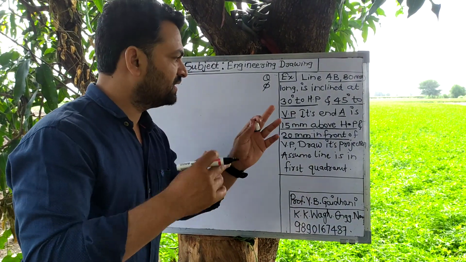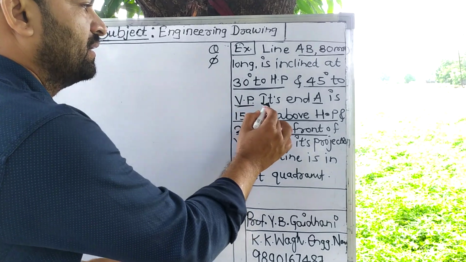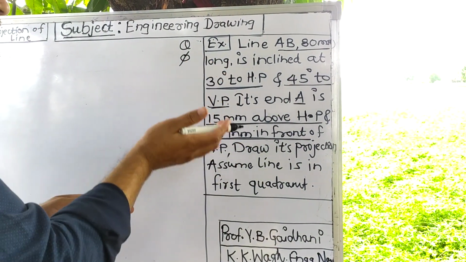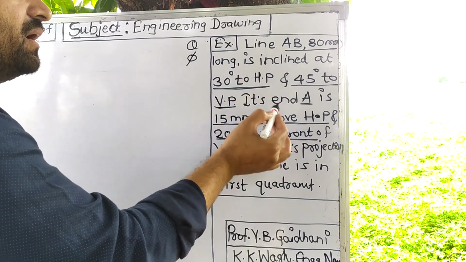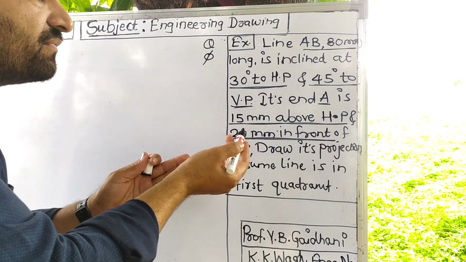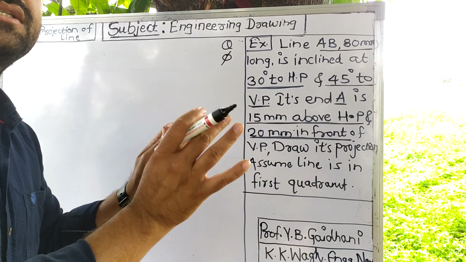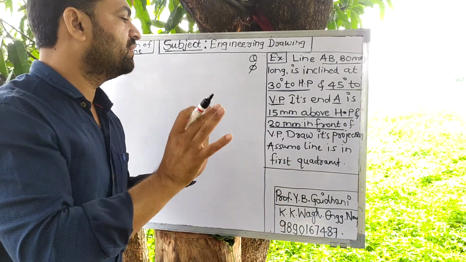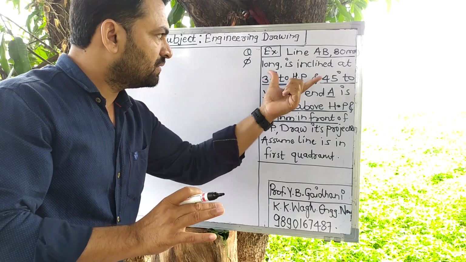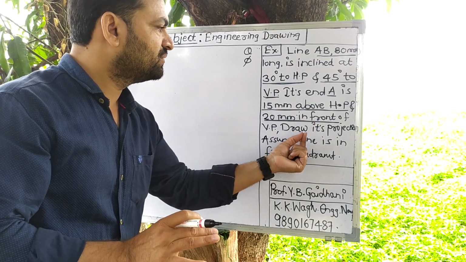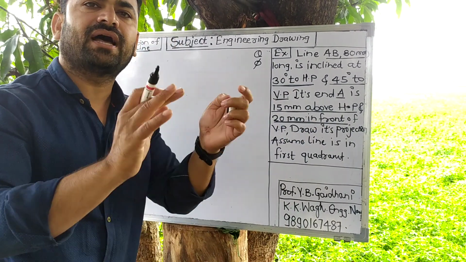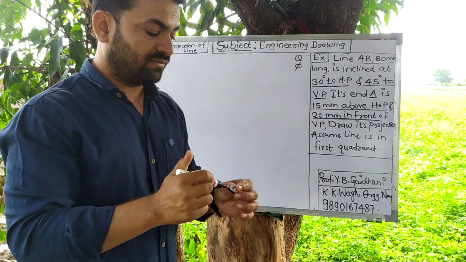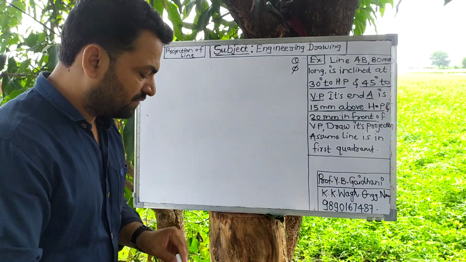Then let's see the end condition of the line. Its end A is 15 mm above HP and 20 mm in front of VP. On the basis of this data, we have to draw the projection of the line, assuming that the line is in the first quadrant. There are 4 quadrants and we have to assume the line is in the first quadrant.